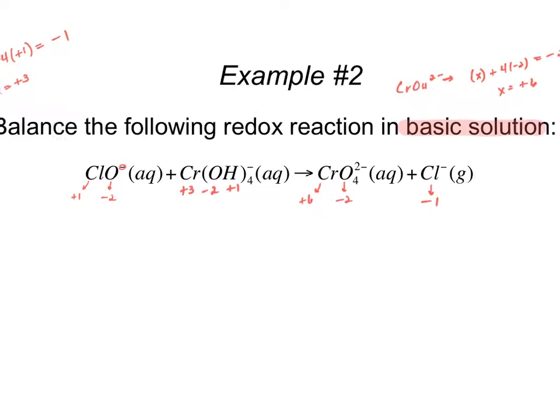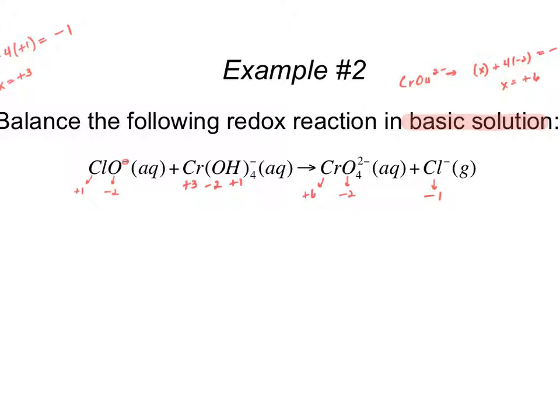Okay, so now we've assigned oxidation states. We can determine who's been oxidized and reduced. So chromium goes from a +3 to a +6, so it has increased its oxidation state. To do that, it has to have lost electrons, and most importantly, it lost 3 electrons. So this is our oxidation. And again, the 3 is the fact we have a +3, a +6. It needs to lose 3 electrons to get to +6.